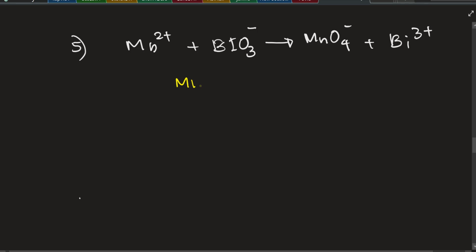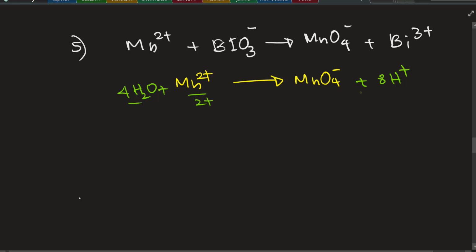Now, next one, number 5. So this one again, break into the known things, Mn2 plus must be going to MnO4 minus. And so now we have to see, yes, so how many? 4 water needed, and then 4 times 2 is 8 protons needed on your right.